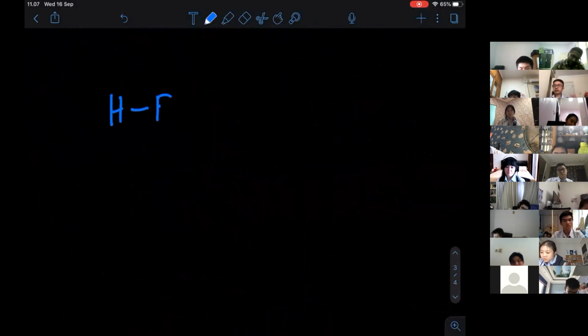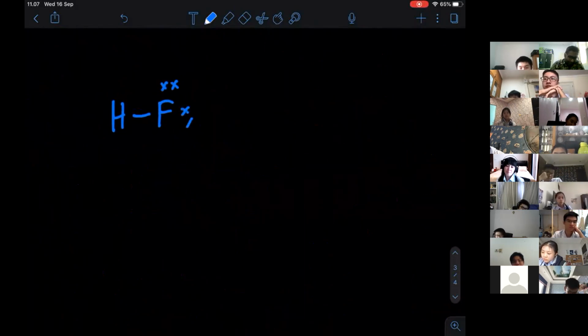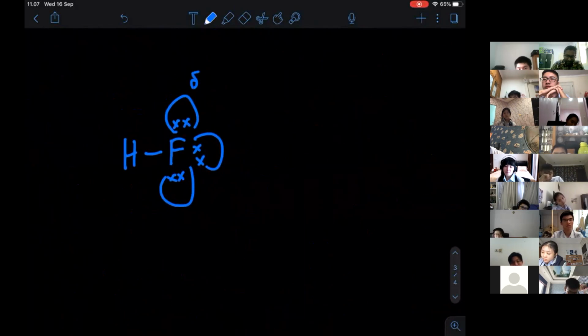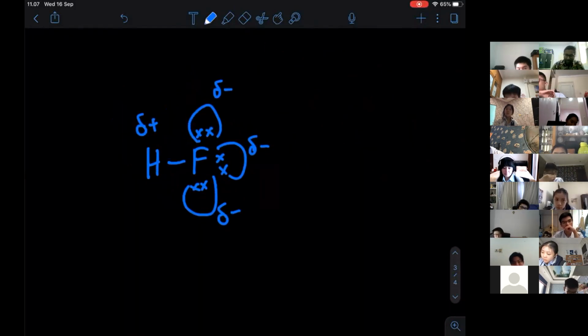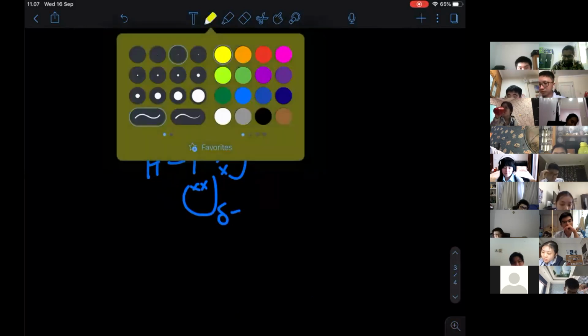I know the confusion for HF will be a lot. Why? Fluorine is going to be group 17, so you will have something like this: 3 lone pairs. So this one is delta negative, delta negative, delta negative, delta positive. You know what is the common thing that students will do?